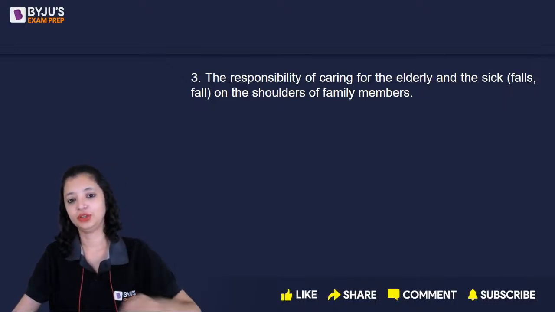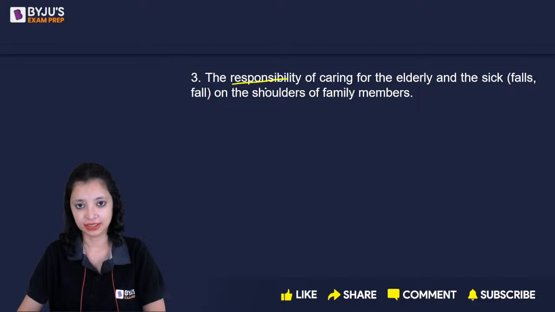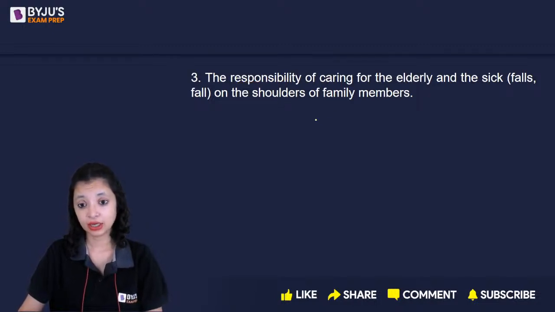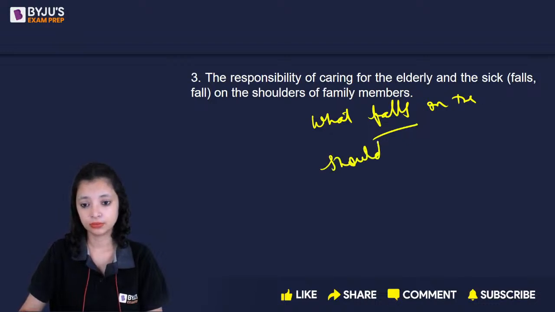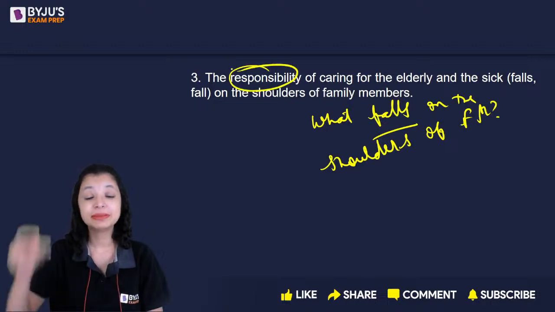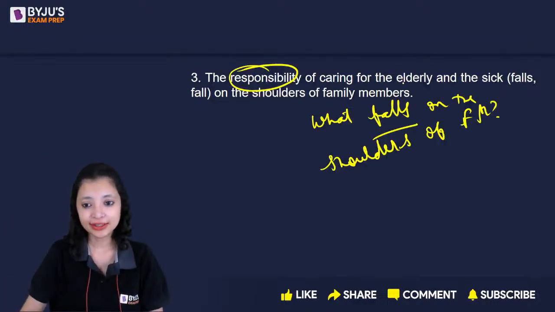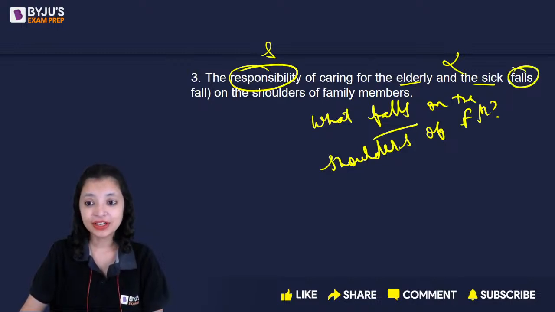The correct subject being used here is the responsibility. How do you identify that? Ask yourself, what falls on the shoulders of family members. It's the responsibility that falls on the shoulders, not the elderly or not the sick. Because responsibility is your subject, it's a singular subject, our verb form becomes singular.